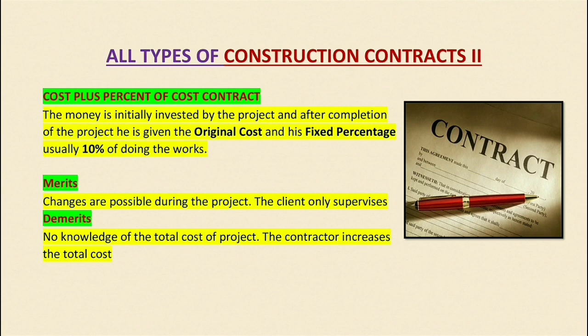If we want to suggest some change, it's possible, because in a lump sum contract we can ask him to do a certain type of work. So the client only supervises. The demerit is that the total cost of the project is not known, so the contractor can increase the cost to benefit himself and increase his percentage, because he will do things in his own way. He invests his own money, so he will try to take more advantage. This is the demerit of this type of contract.